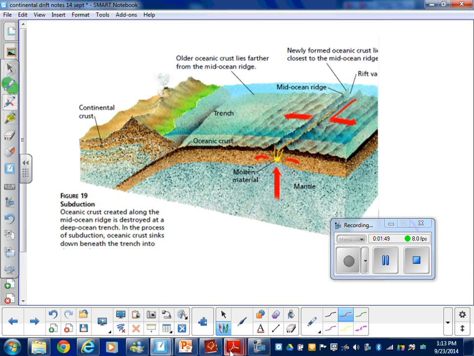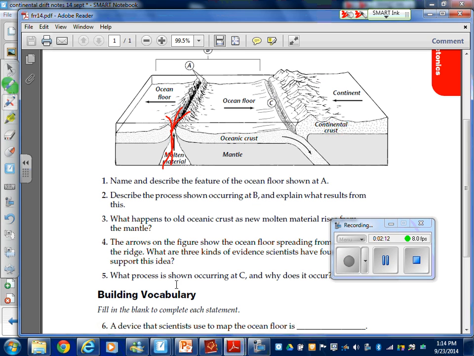Describe the process shown occurring at B. And so B in your picture is just a bracket over this area. So in the area around the mid-ocean ridge, what is happening? What's happening in that area around the mid-ocean ridge? So if we look at this, what process is happening in B?